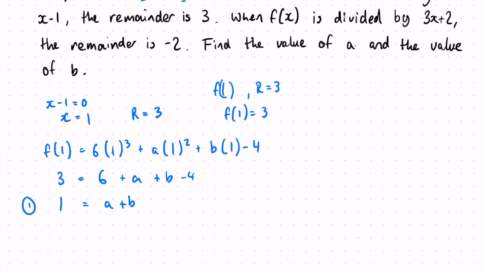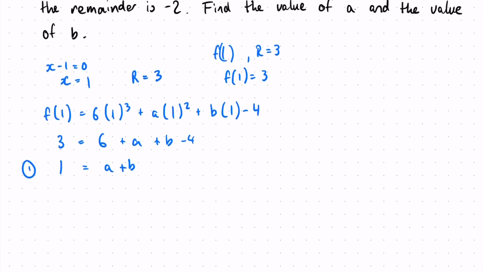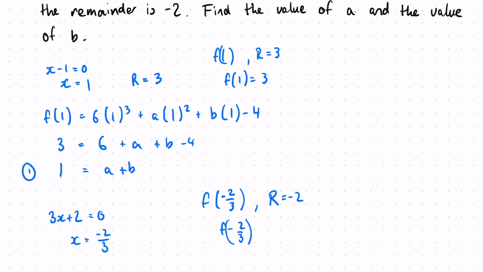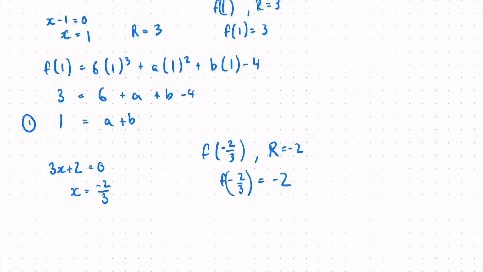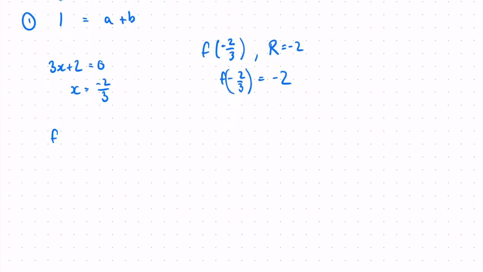Okay, the other part is when f of x is divided by 3x plus 2, the remainder is negative 2. So you say 3x plus 2 is equal to 0, get x equals minus 2 over 3. So when x is minus 2 over 3, the remainder is negative 2. So therefore f of minus 2 over 3 is equal to minus 2. So let's put that into f of x and see what f of minus 2 over 3 looks like.